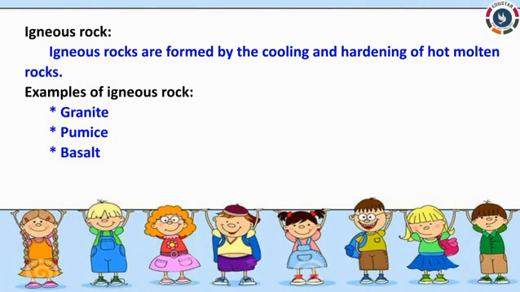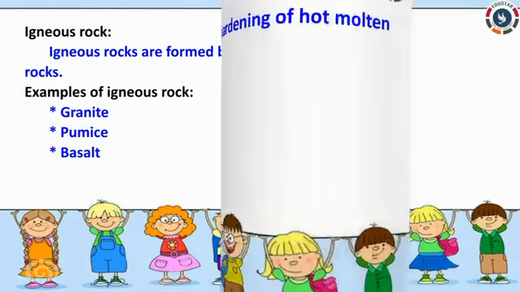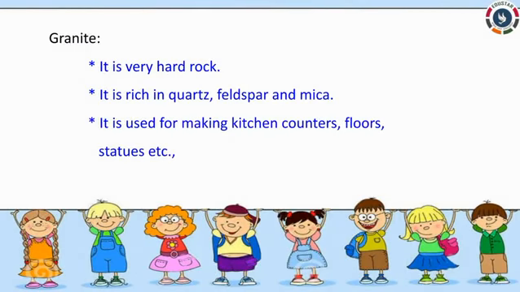Igneous rocks are formed by the cooling and hardening of hot molten rocks. Examples of igneous rock: granite, pumice and basalt. Next, granite. It is a very hard rock. It is rich in quartz, feldspar and mica. It is used for making kitchen counters, floors, statues, etc.